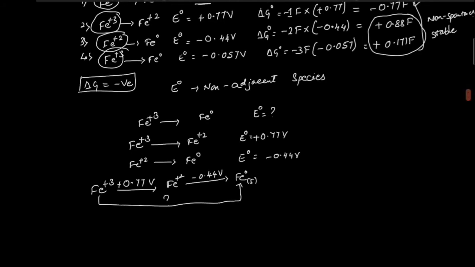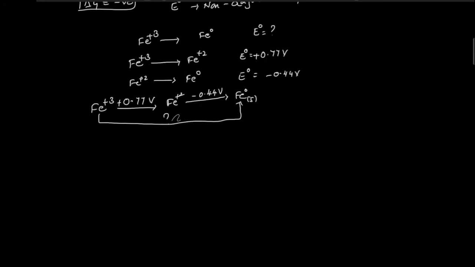This is the question mark. To find this, we can calculate the E naught values for non-adjacent species by doing the sum of delta G naught values for the in-between reactions. That is, the first reaction and the second reaction. We have to sum the delta G naught values for the first and second reactions, and that will be equated to the third, overall non-adjacent species. So the delta G naught value of the overall reaction can be written as delta G naught of 3.